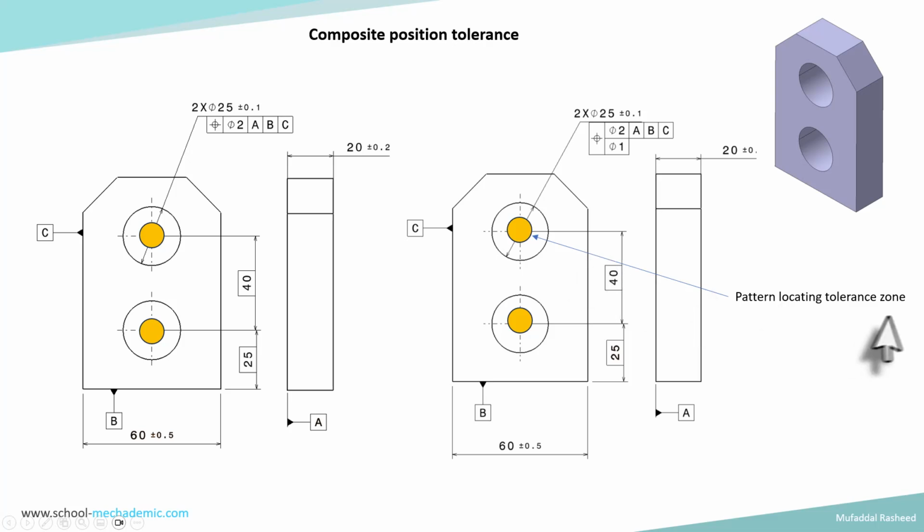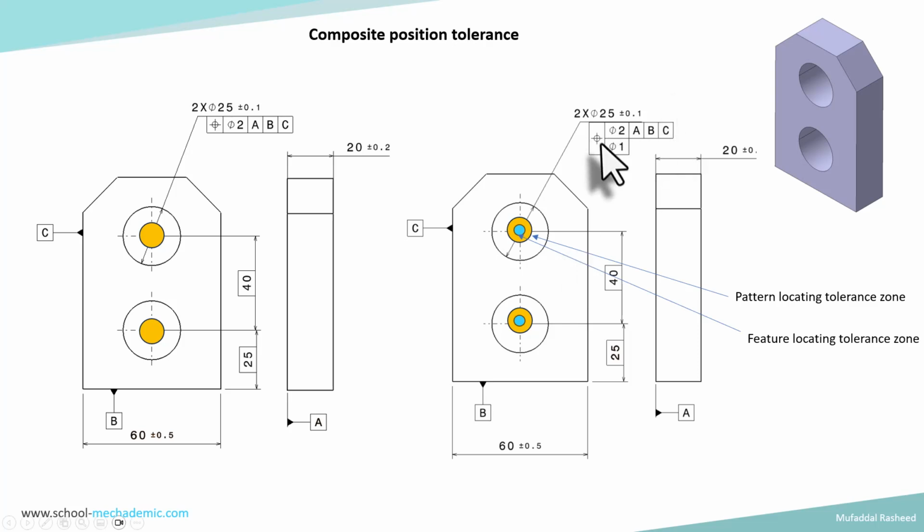One is the pattern locating tolerance zone, the larger tolerance zone, which locates the pattern with respect to the datum reference frame. So the pattern over here is a single line having 2 points, and this pattern is being located as a whole with respect to the datum reference frame. And the second line is locating the relative position of one hole to the other. It is a feature locating tolerance zone.